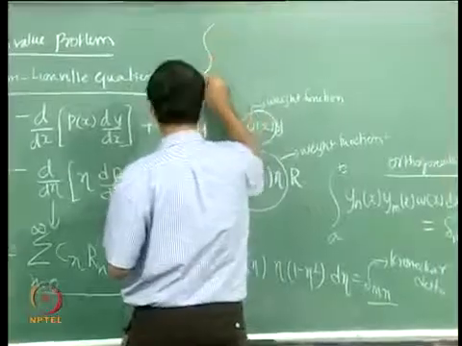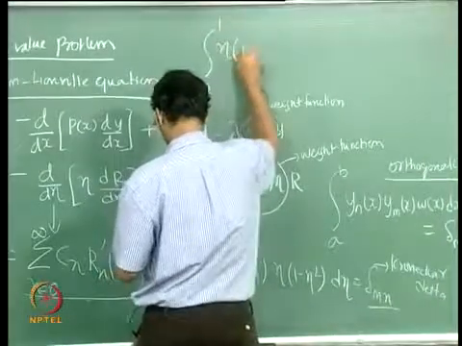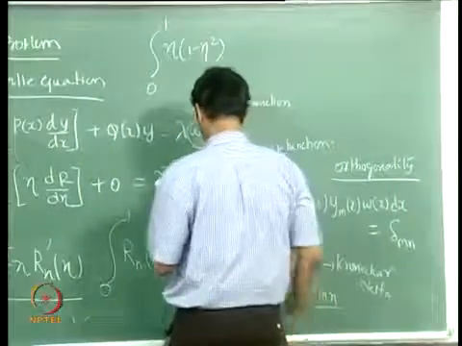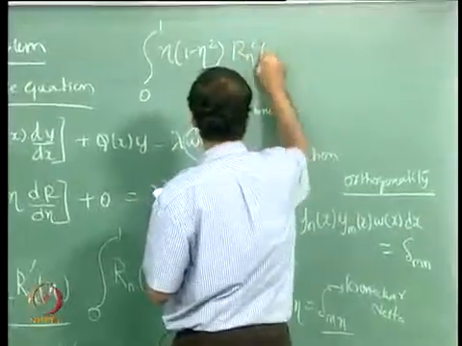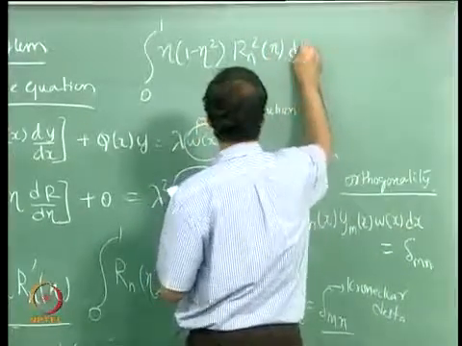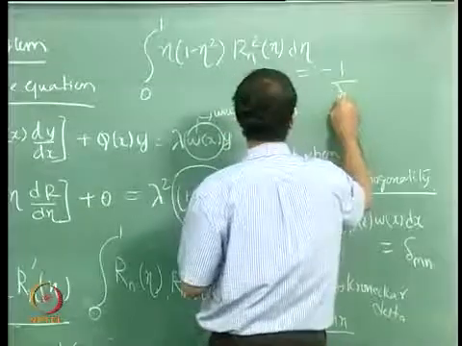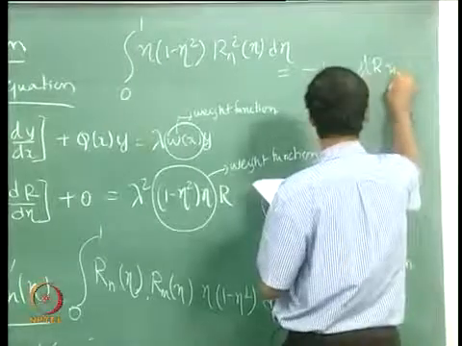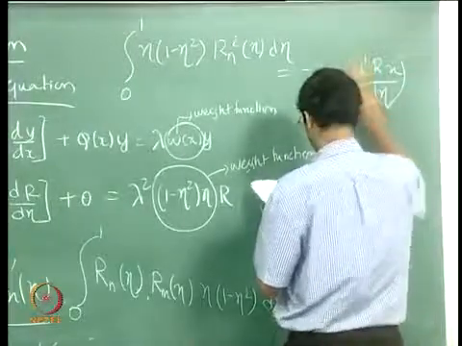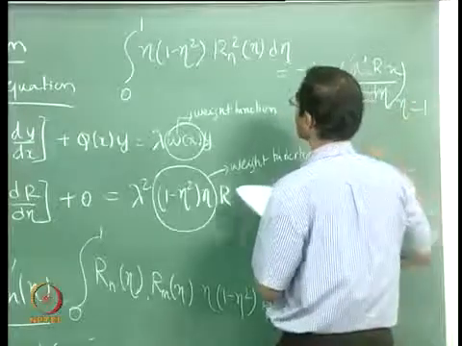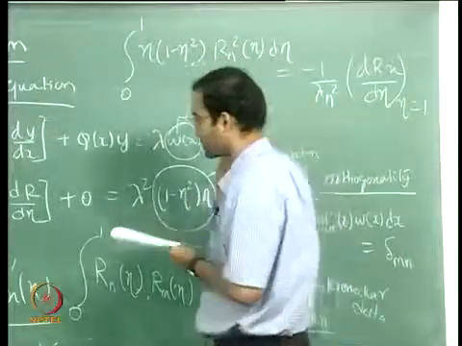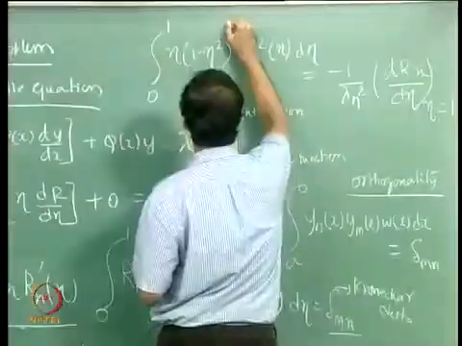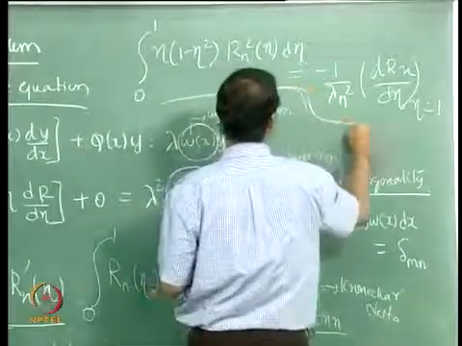So if I say 0 to 1, eta into 1 minus eta square into Rn square of eta d eta, it will be actually minus 1 by, this is the actual value. If you know the eigen function, you have to take the derivative with respect to eta, and this will be at eta equal to 1, and this is the value of this complete product and integral. So this is the property. This is also a property of the Sturm-Liouville system of equations.